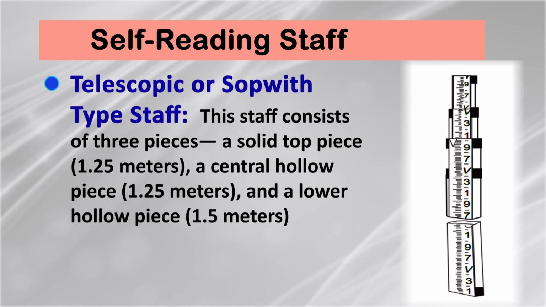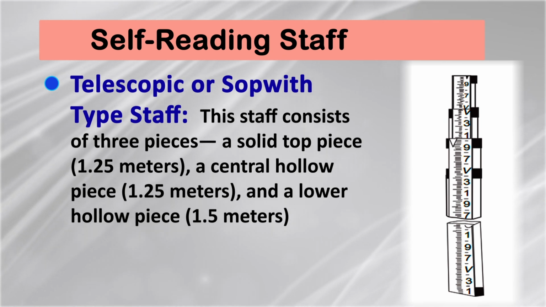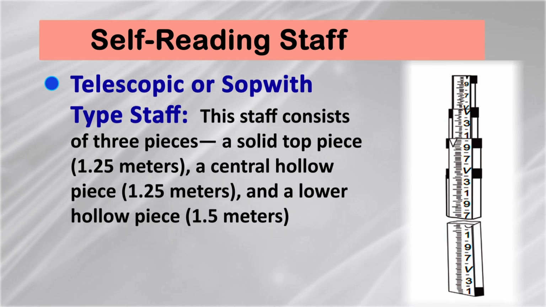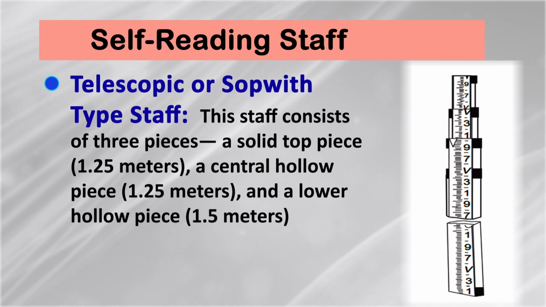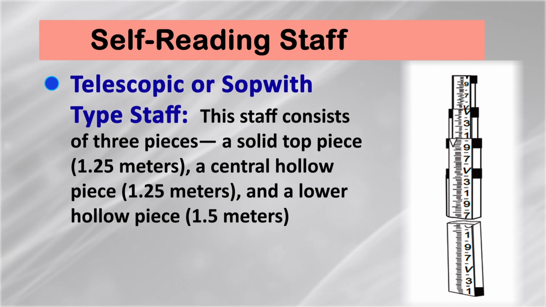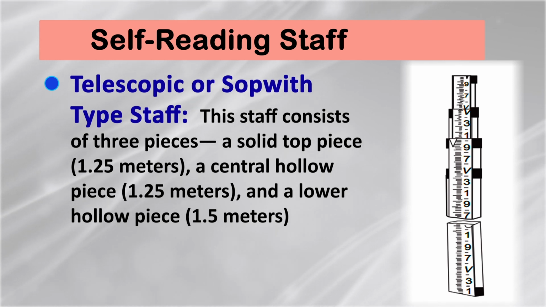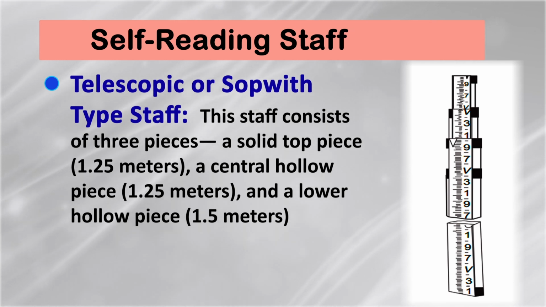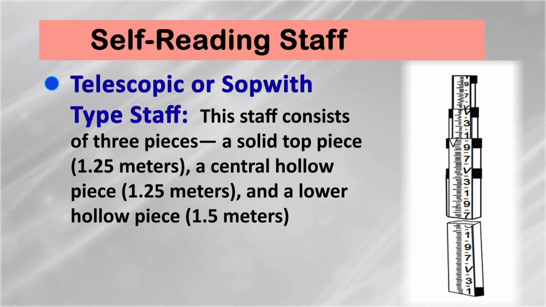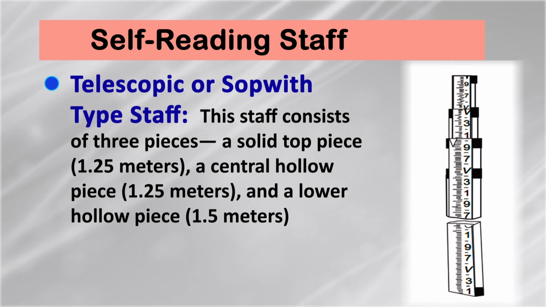Next one is telescopic type staff. This staff consists of 3 pieces. First one is solid top piece of 1.25 meter. Second is the central hollow piece of 1.25 meter and a lower hollow piece of 1.5 meter. When fully extended, the staff reaches 4 meter.